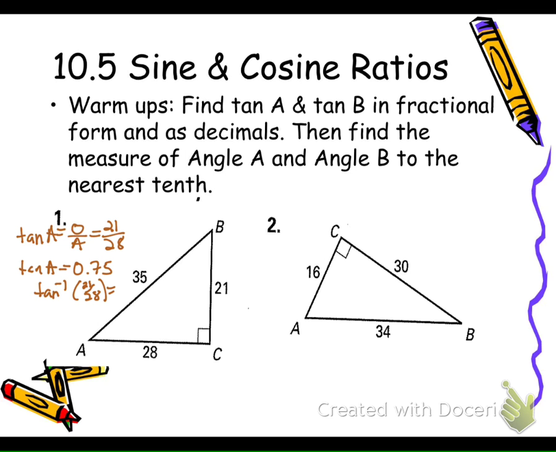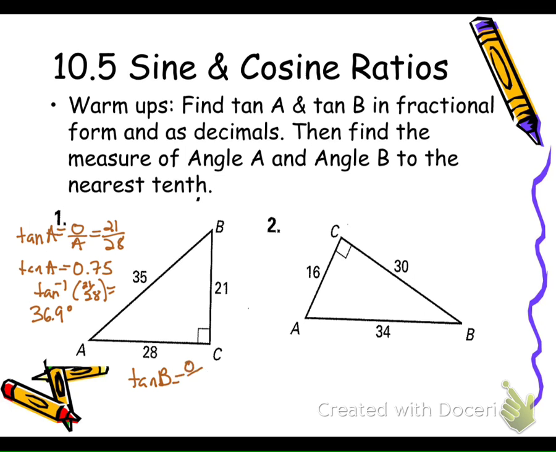Tan inverse of 21 divided by 28 is 36.9 degrees. Now we also want to find angle B. So we have tan of B.